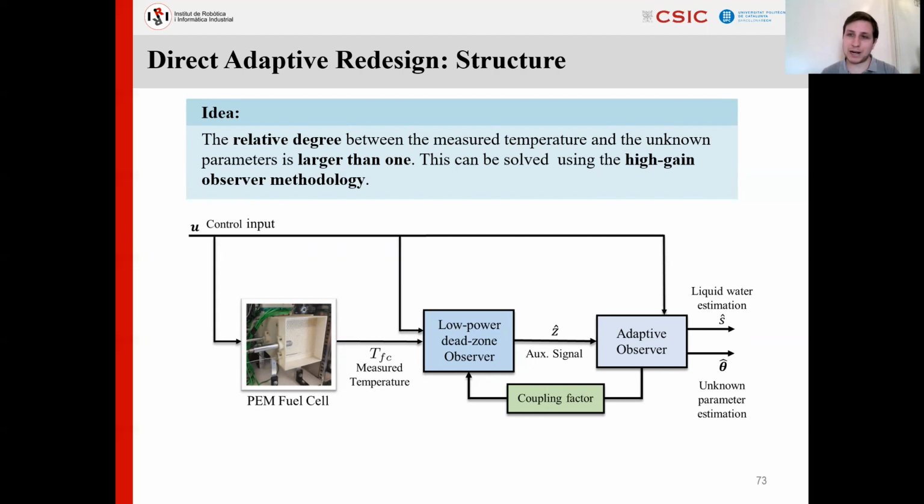Why? Because in practice, it is very difficult to measure the liquid water saturation, we need some free signals to assess the quality of this estimation. This is why the observer only uses the temperature signal, and we have the voltage signal as a free signal that we are going to use to assess the quality of the estimation.